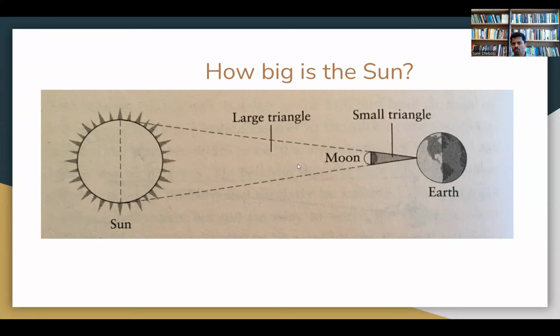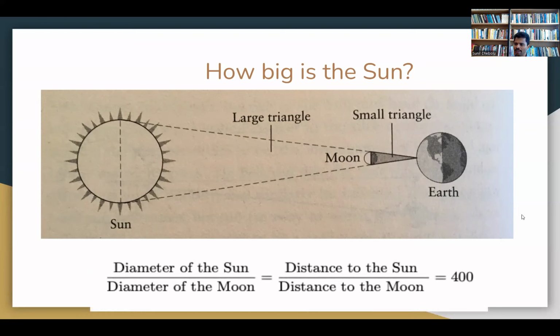The sun is much farther away. It's 400 times farther away, but it's also exactly 400 times bigger. And this perfect ratio is the reason why we get to see total solar eclipses. So in geometrical terms, you have two triangles, a big triangle with the diameter of the sun as the base, and a small triangle with the diameter of the moon as the base. And these two triangles are similar. And you know that when triangles are similar, the ratio of corresponding sides is the same.